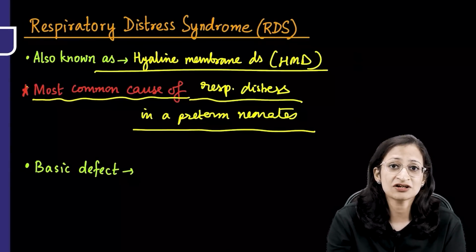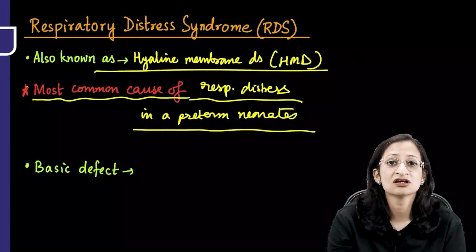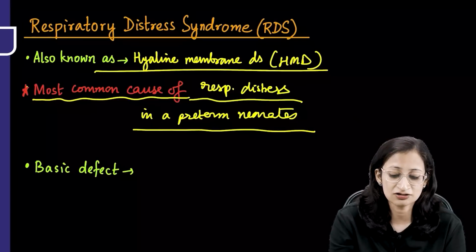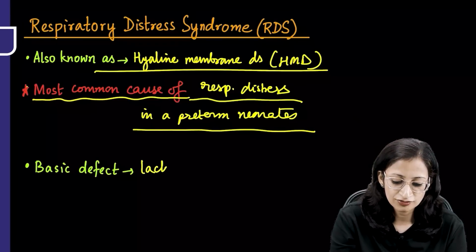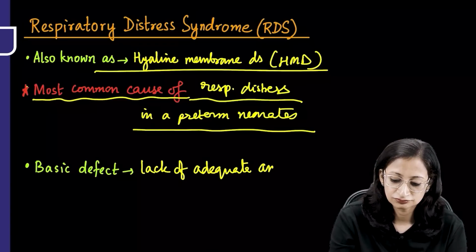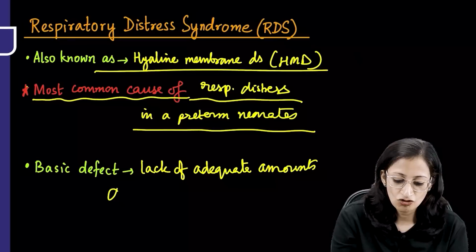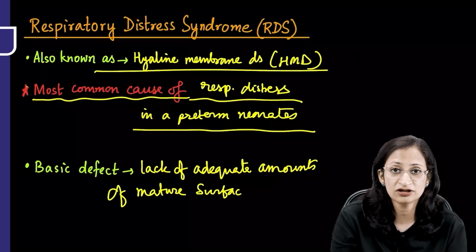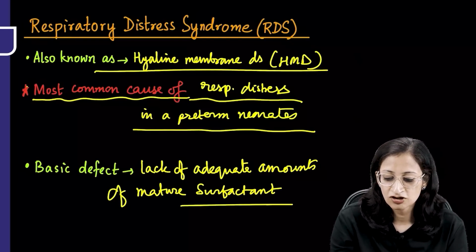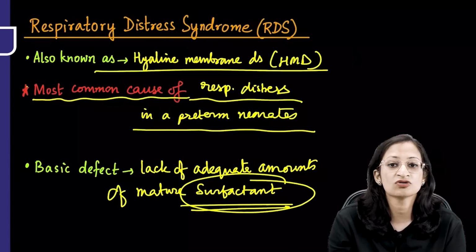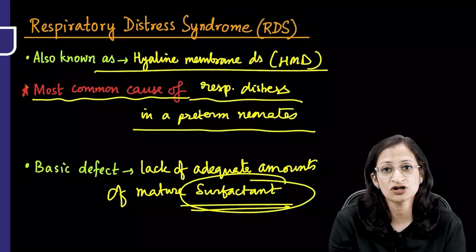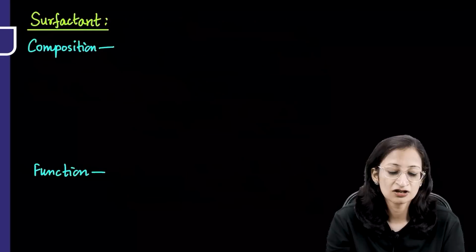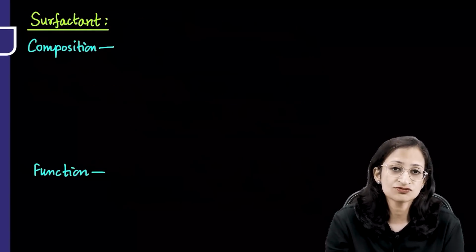So the basic defect in respiratory distress syndrome is the lack of adequate amounts of mature surfactant. So we need to know a little bit more about this surfactant and why it is important for us, and what is the pathophysiology of respiratory distress syndrome. Now starting with the composition of surfactant.